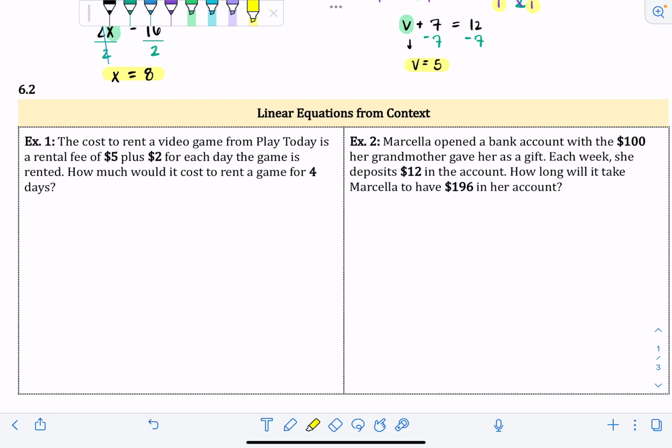So 6.2 example 1. The cost to rent a video game from Play Today is a rental fee of $5 plus $2 for each day that the game is rented. How much would it cost to rent a game for 4 days?